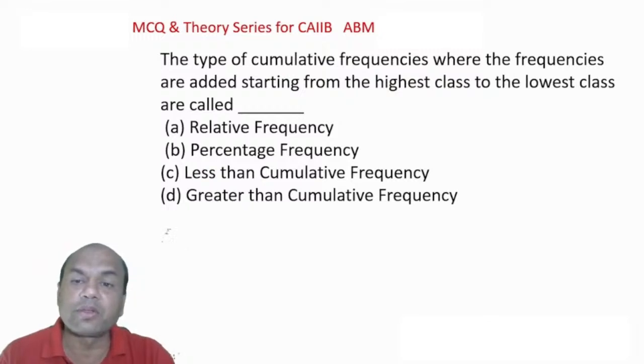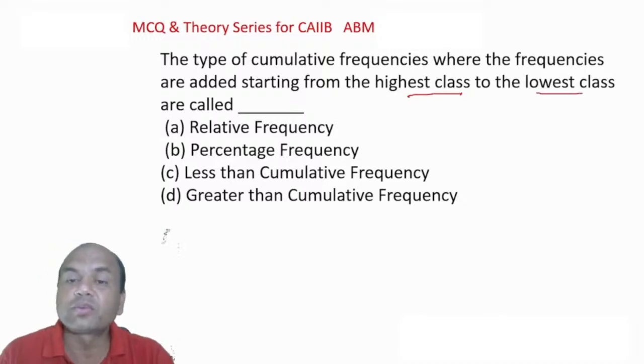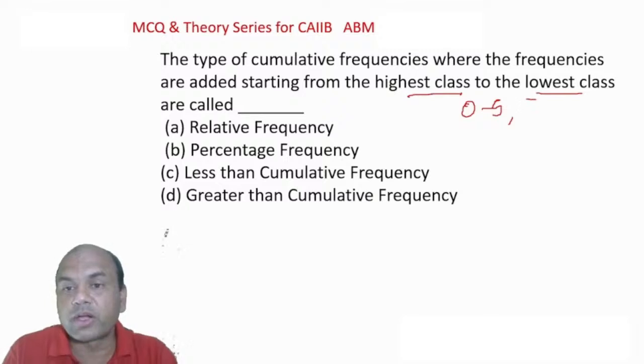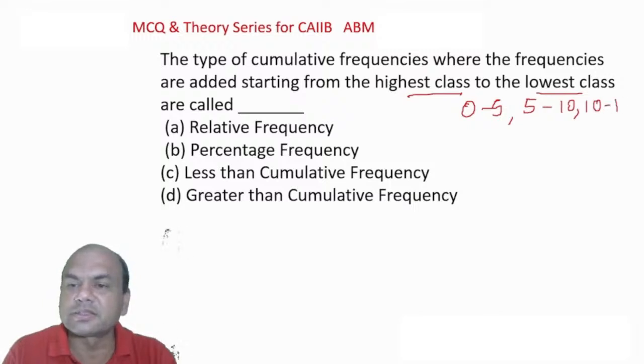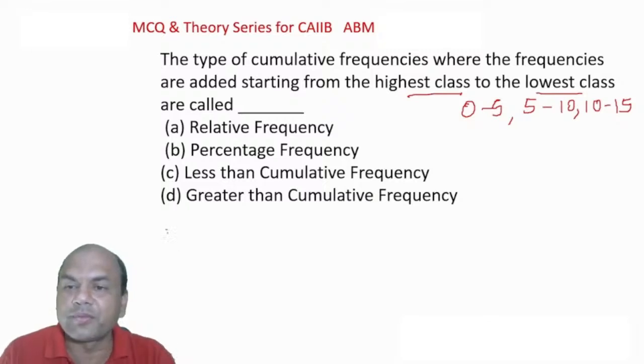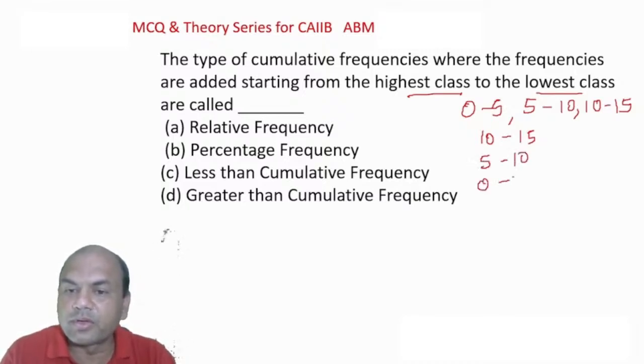The type of cumulative frequency where the frequencies are added starting from the highest class to the lowest class is called highest to lowest. Now what do you mean by this? Suppose these are the classes, let me explain. Let me make it simple. 0 to 5, class means upper limit, lower limit, 5 to 10, 10 to 15 and so on. Let's take 3 classes: 0 to 5, 5 to 10, 10 to 15. Now suppose I arrange them this way: 10 to 15, then below 5 to 10, then below 0 to 5.